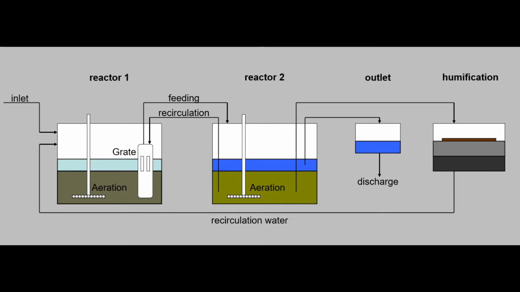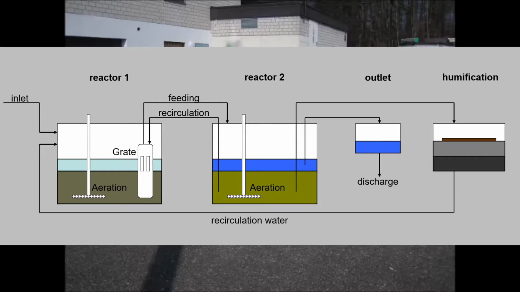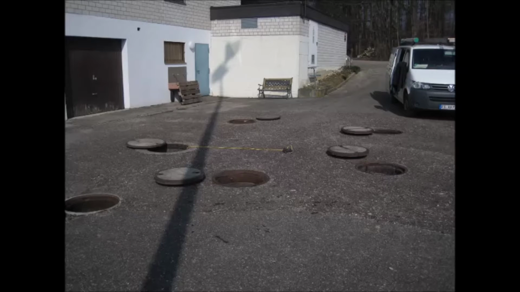This scheme shows the basic components of the plant. The plant contains two reactors, where the reduction of the pollutants and the nutrients will take place. The reactors are usually placed below the ground, so only manholes can be seen. If concrete tanks are used for the reactors, the surface of the plant might look like this.